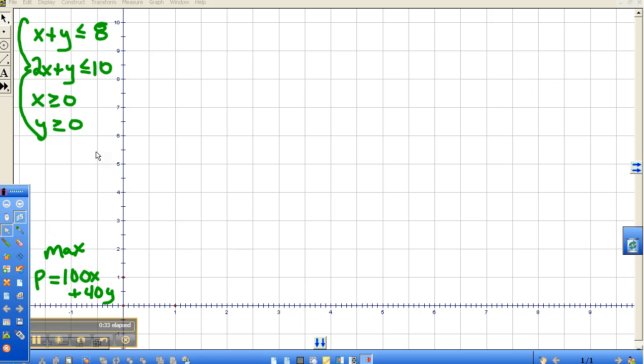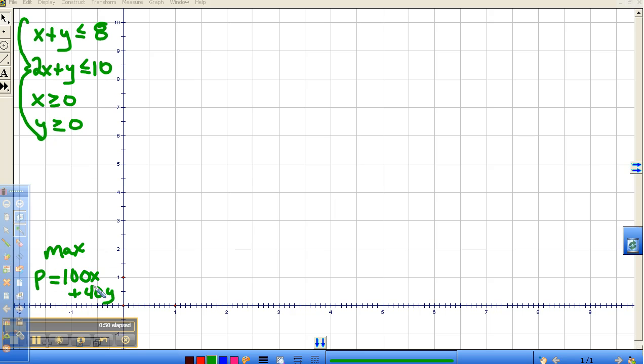we're going to look at our first linear programming problem, and it starts out with the constraints or restrictions: x plus y is less than or equal to 8, 2x plus y is less than or equal to 10, x is greater than or equal to 0, y is greater than or equal to 0. We are going to maximize the objective function p is equal to 100x plus 40y.